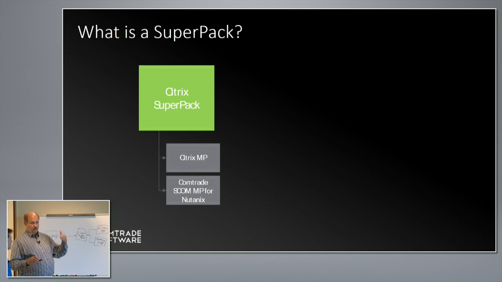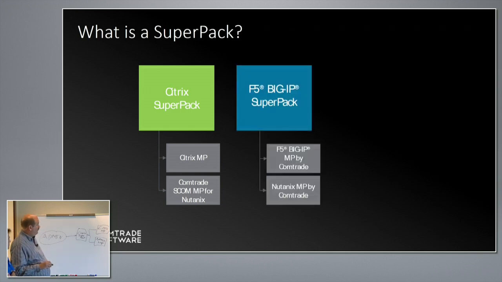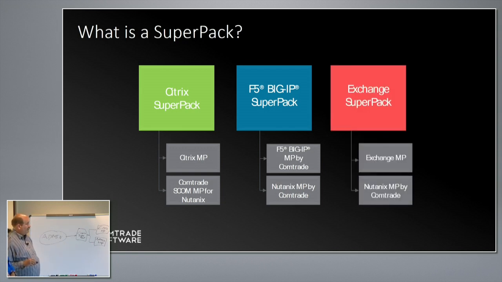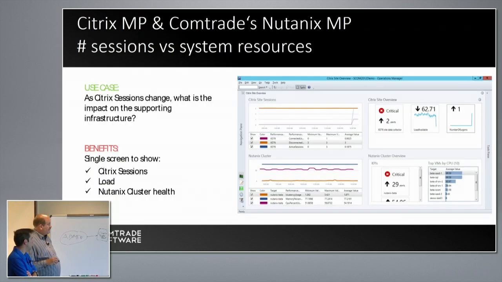Again, solving some real specific use cases so that the administrator doesn't have to go and try to correlate that data together themselves. And then we're doing an F5 Super Pack and then also an Exchange. So let's go take a look at some specific use cases. And so here's one for Citrix.